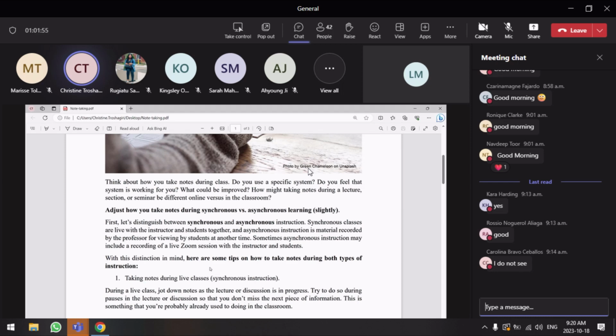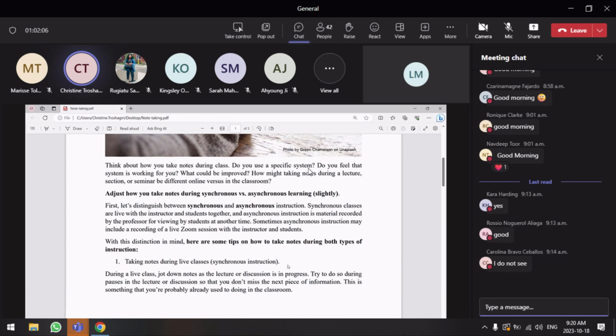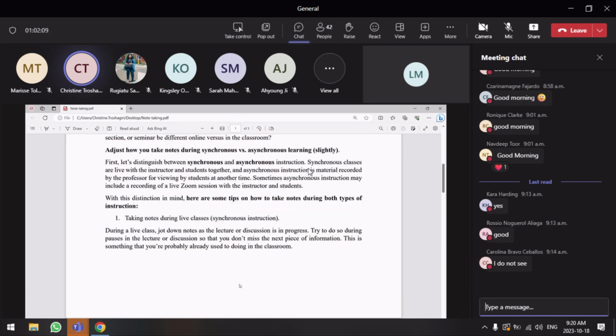Now that we have understood the difference between synchronous and asynchronous learning, let us see some tips on how to take notes during both types of instruction. So the first thing we are going to learn today is taking notes during live classes. Whenever we say live class, just think about our classes, because this class is a synchronous class. It's a live class, because every morning you attend the classes online, and as an instructor, I go online with you in order to explain that particular topic for that particular day.